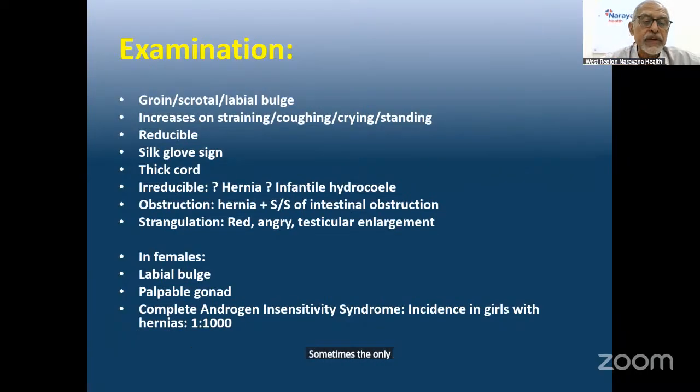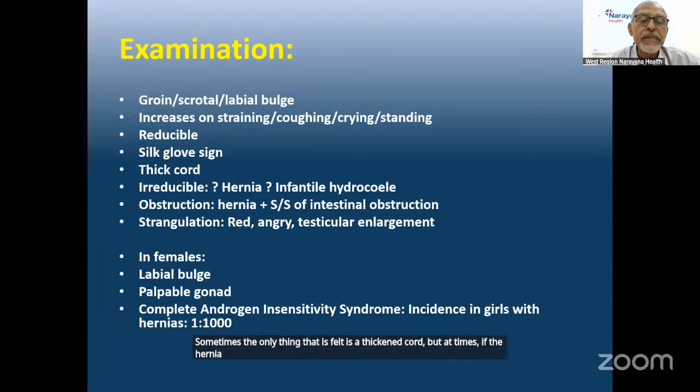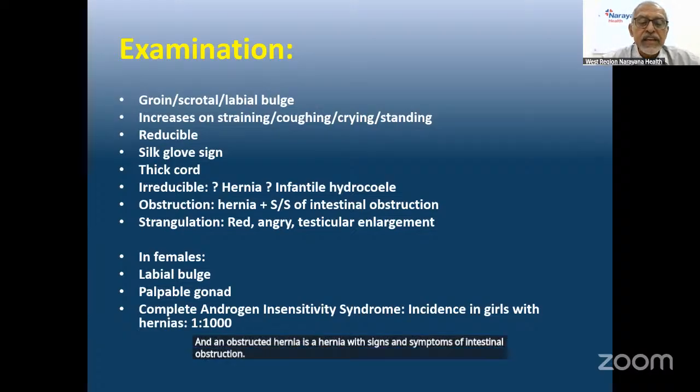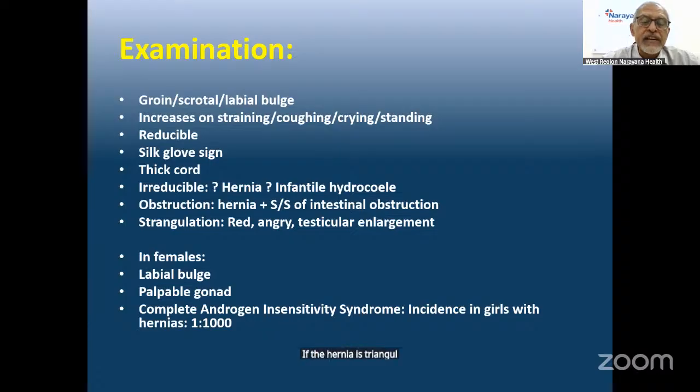Sometimes the only thing that is felt is a thickened cord. But at times, if the hernia is complicated, then it may be irreducible. An obstructed hernia is a hernia with signs and symptoms of intestinal obstruction. If the hernia is strangulated, then you can find a red, angry testicular enlargement as well.